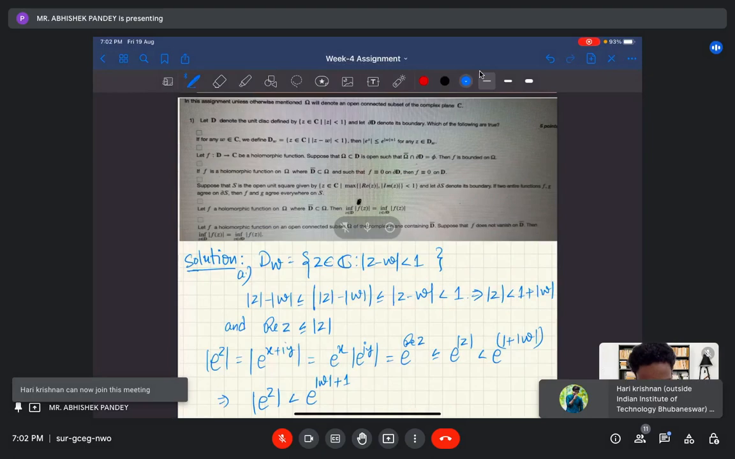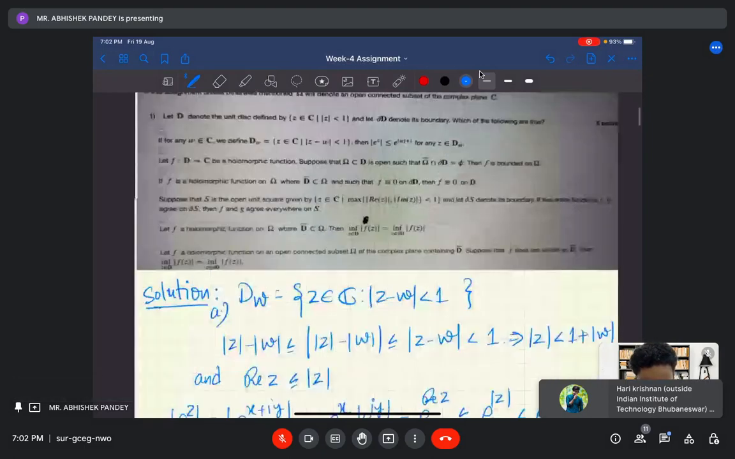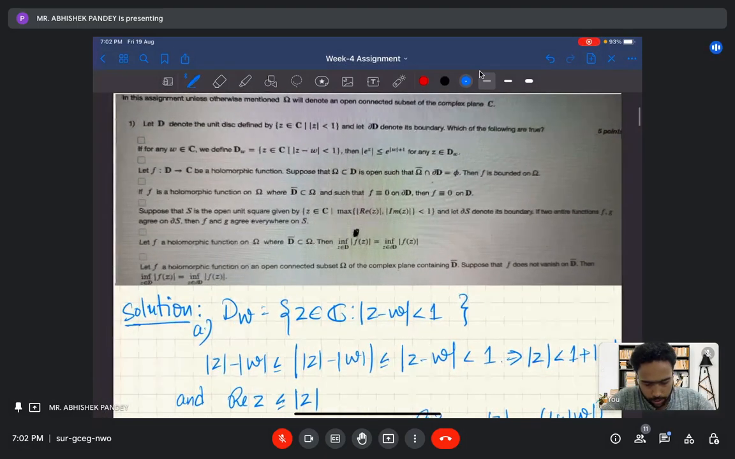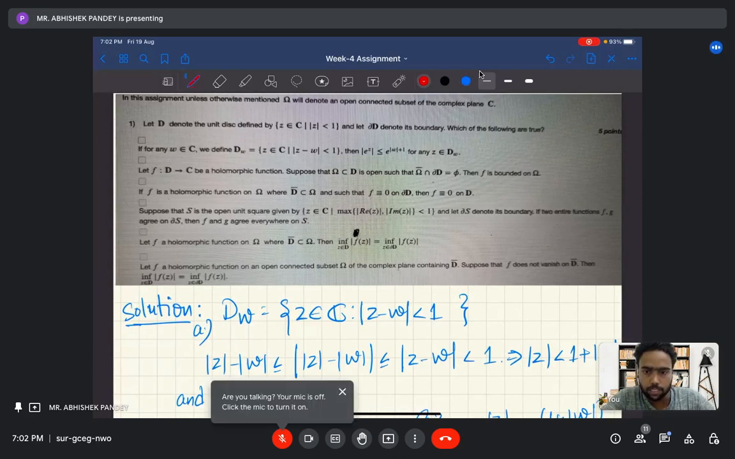So this is the first question. Let D denote the unit disk, and del D denotes the boundary of the unit disk. Which of the following are true?